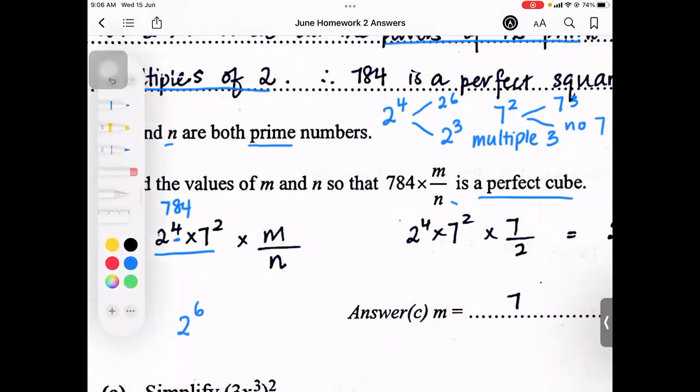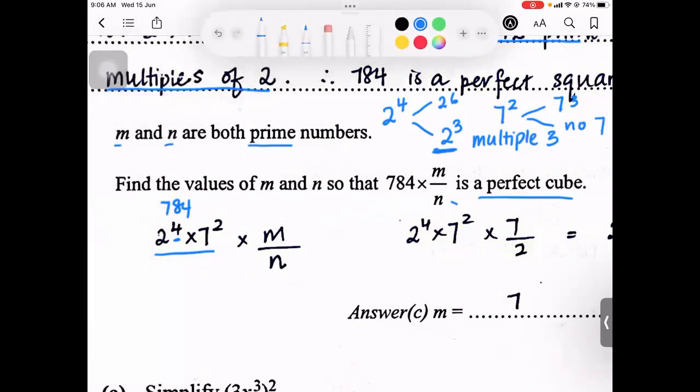That means I have to decrease the power. So I have to try to make it become 2 to the power of 3. How to make it become 2 to the power of 3? This one is 2 to the power of 4. I divide away by 2. So 2 to the power of 4, I divide away by 2. That will give me 2 to the power of 3. It becomes a perfect cube. And this number 2 is a prime number.